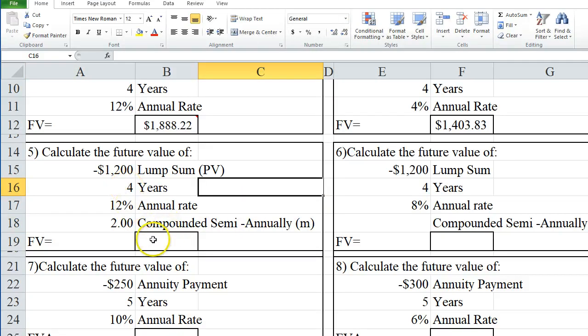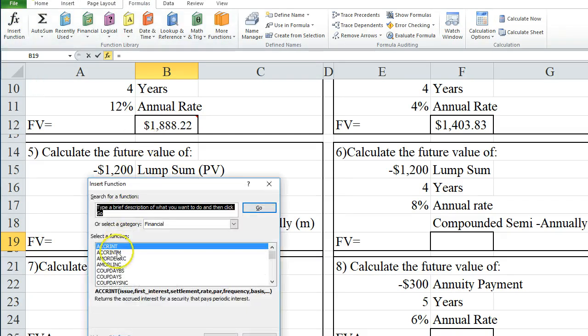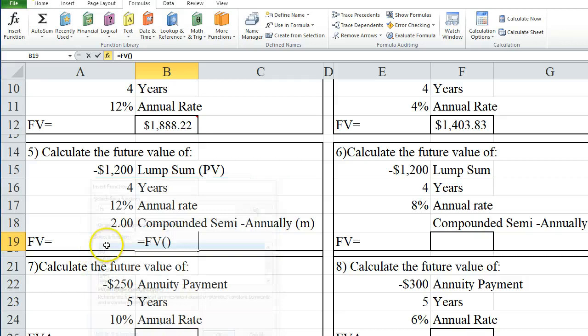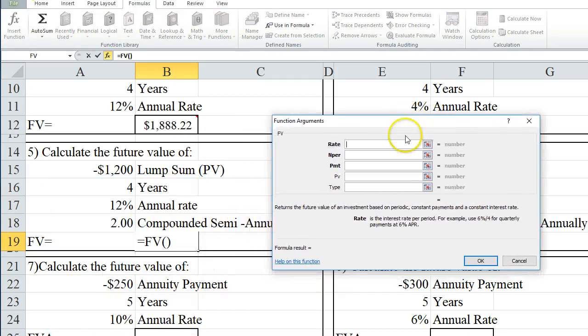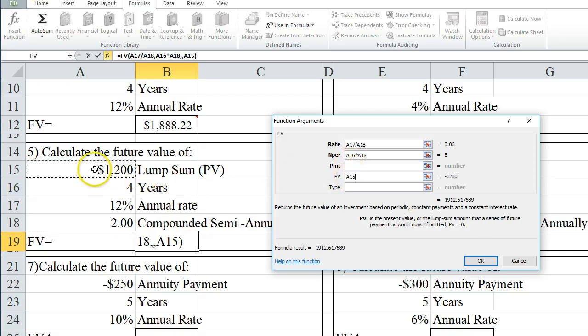Now when we calculate our future value, go back to Formulas. I'm still going to use the future value box. The rate is going to be the annual rate, but I'm going to divide by the compounding frequency. N per is going to be the years, multiplied by the frequency. We don't have a payment here, but we do have a present value. And we're going to hit OK.